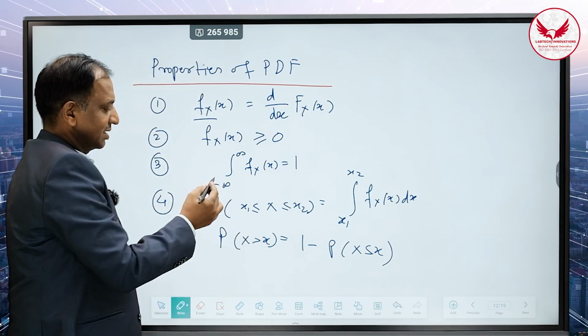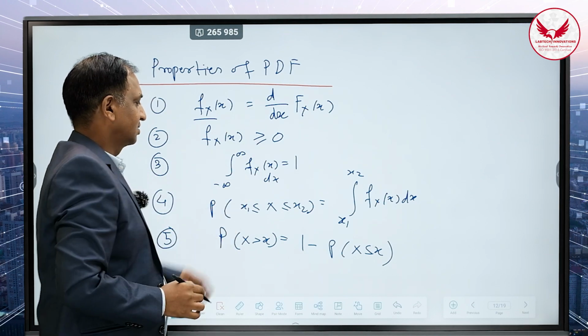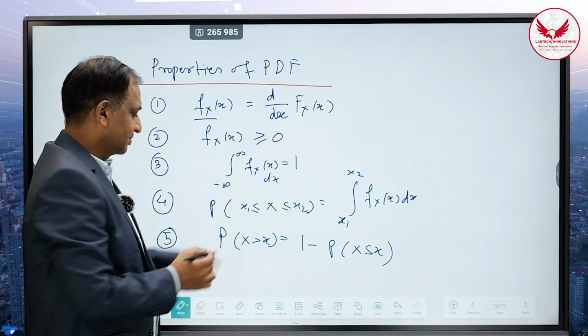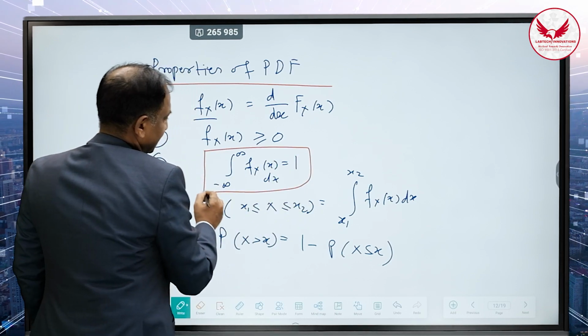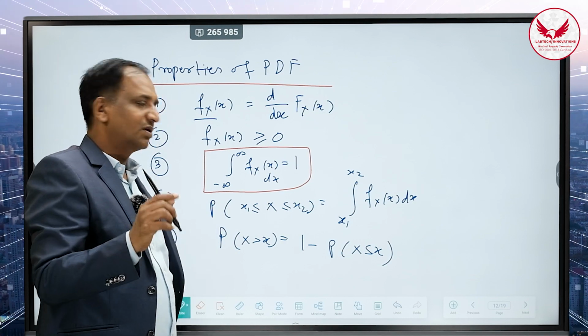The third important property is the integral of fx of x dx. The area under the curve for the probability density function is always equal to 1. This is a very important property which is required to solve many problems. That is, the area under the curve for the probability density function is always equal to 1.